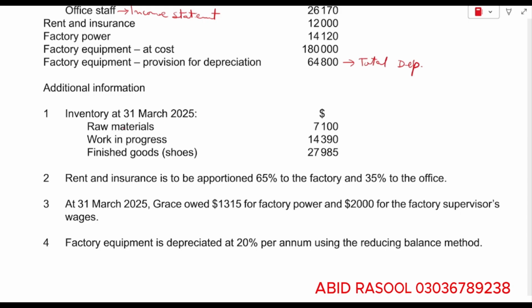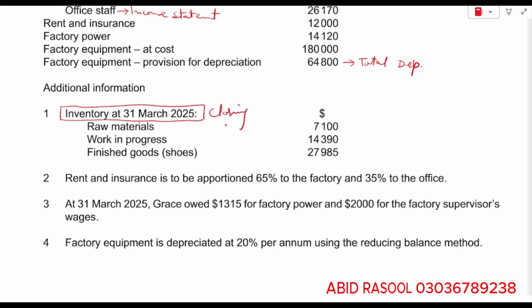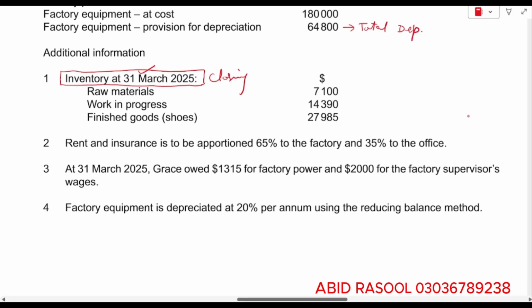Let's see what that is. This is the closing balance of, first of all, inventories. These are closing inventories of our stocks. Because 31st March 2025 is the closing date of our financial year, on this date we have raw materials of $7,100, work in progress 14,390, and finished goods 27,985.